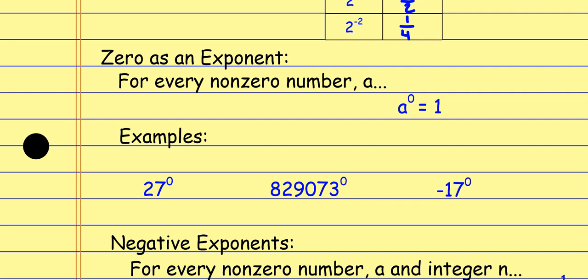Anything to the 0 power is 1. For example, right here, 27 to the 0 power. You guessed it, it's a 1. Amazing. Okay. Oh, a little bit of a bigger number here.